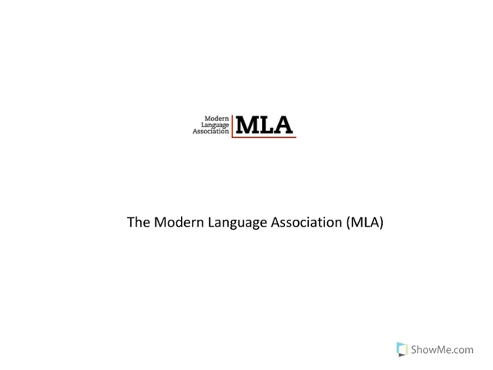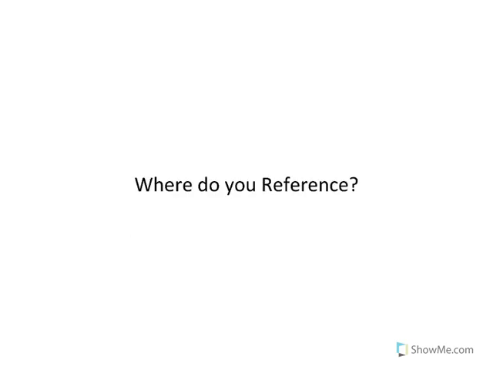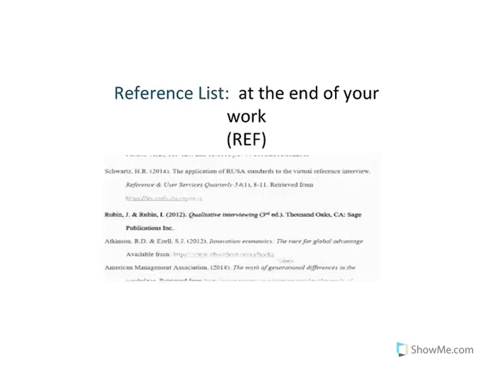Okay, the Modern Language Association, otherwise known as the MLA, is a widely used referencing system that's generally used for language courses, and you'll use it for the IB and in university. So referencing involves two elements, and we're going to take you through how to do those elements and where you reference. So the first element is a reference list at the end of your work.